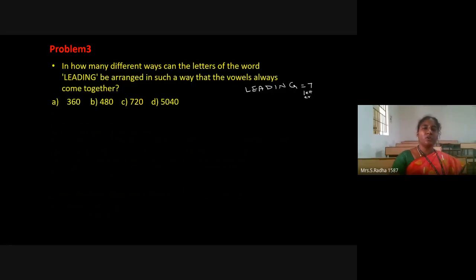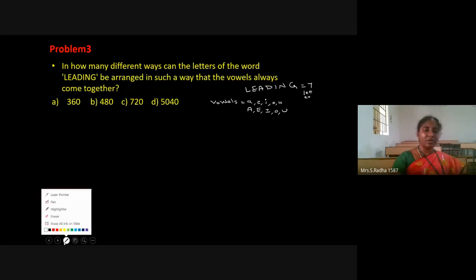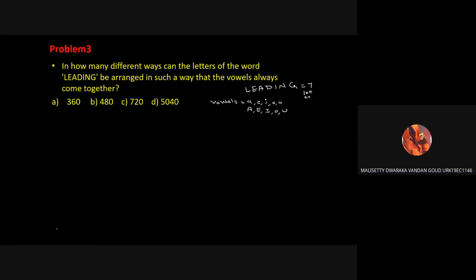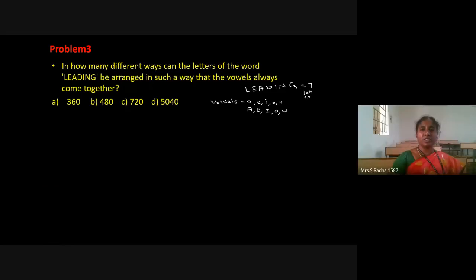And vowels, as we know, are A, E, I, O, U. These are the vowels. I am writing small letters, so capital letters are A, E, I, O, U. How many vowels are present in the given word? E is there, A is there, I is present. So 3 vowels are present.